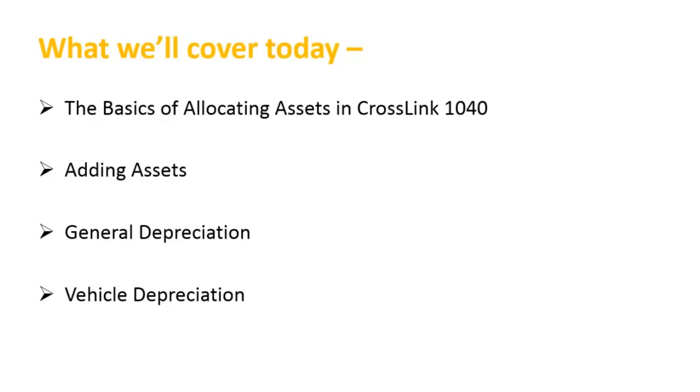Today I'm going to cover the basics of allocating an asset in CrossLink, how to get into an asset and how to connect one to a form. Then we'll go through the steps of adding an asset, and as far as general depreciation and vehicle depreciation, I'll really pull out those differences, and we'll look at each of those different types of assets one at a time. So let's take a look at the program here.